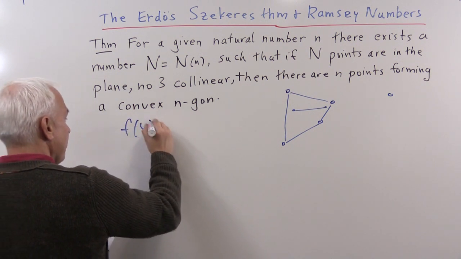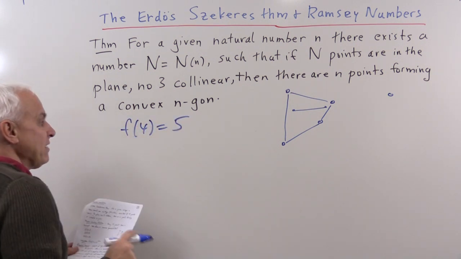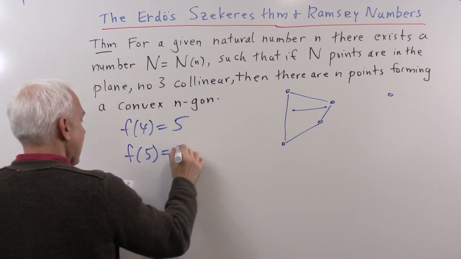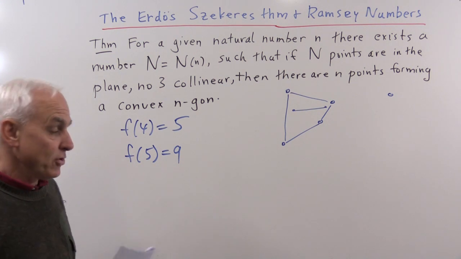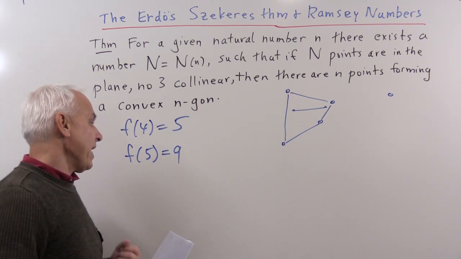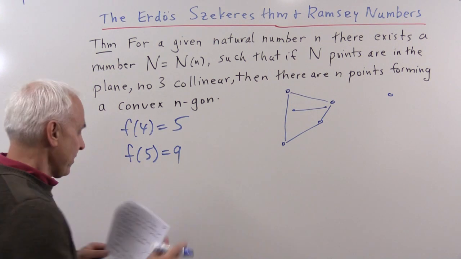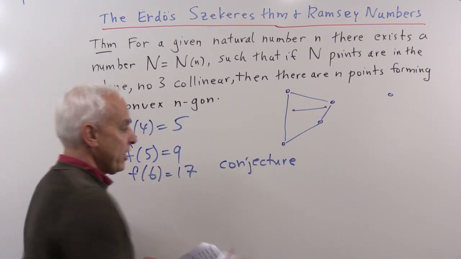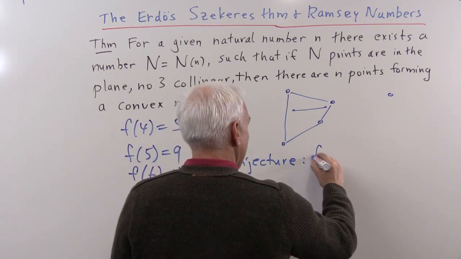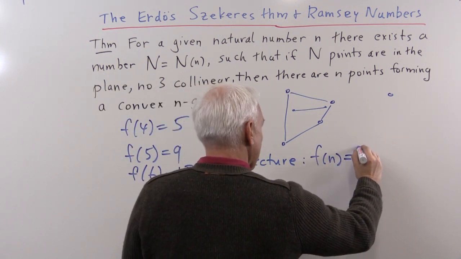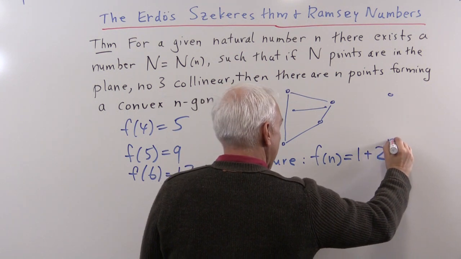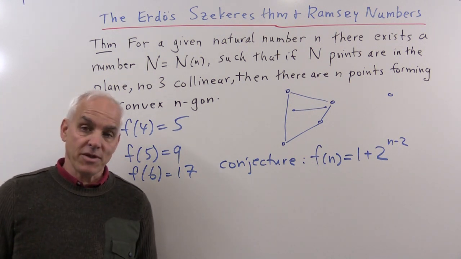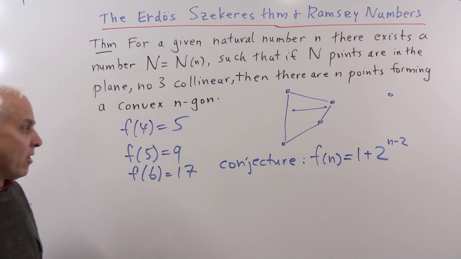So it turns out that F4 is 5. So the number that you need for 4 points is 5. F5 is 9. In order to ensure that you have a convex 5-gon, you need 9 points. F6 is 17. And their conjecture, suggested by these values, is that F of n is 1 plus 2 to the n minus 2. But it's still an open question whether that's true for all n.